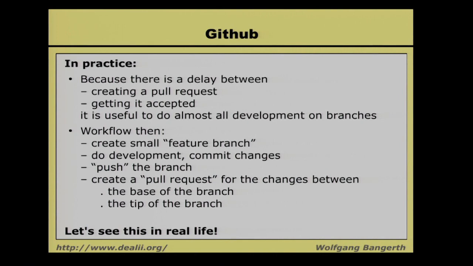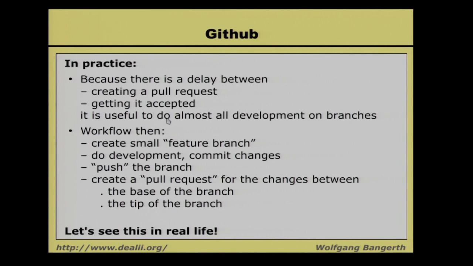What that means is that when we do development, we do almost all of the development on branches. So we create a local branch, which we call a feature branch. In my local repository, I do development and commit one or multiple changes, and I push the whole branch from my local copy to my GitHub clone, and then I create a pull request for the changes between the base of the branch that I have just pushed and the tip of the branch. So that would indicate all of the commits that I have made on my branch are the ones that will be moved into the main development source.